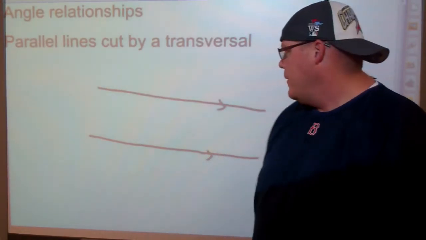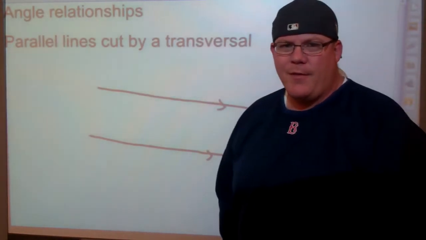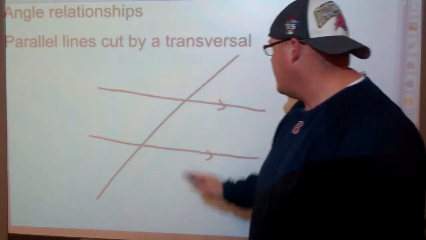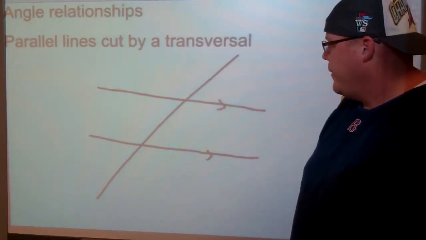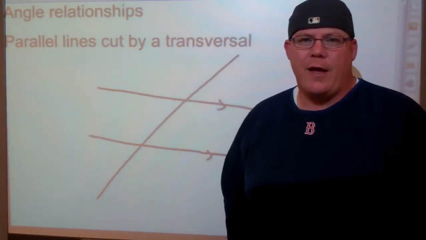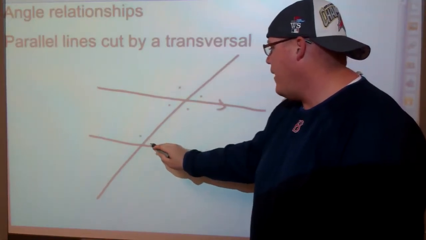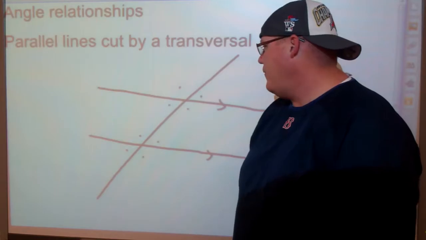to one another. A transversal is a straight line that cuts through these two parallel lines. So this would be our transversal. When we have a set of parallel lines with a transversal, 8 angles are created. 1, 2, 3, 4, 5, 6, 7, 8.